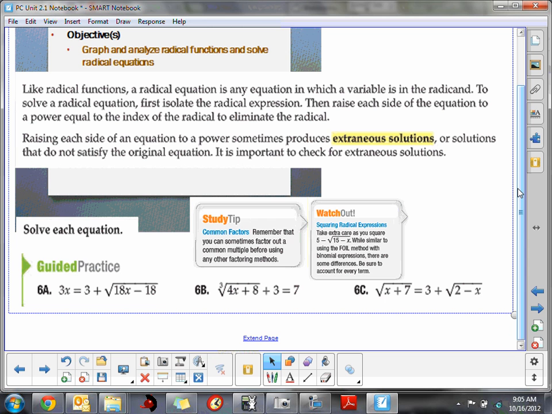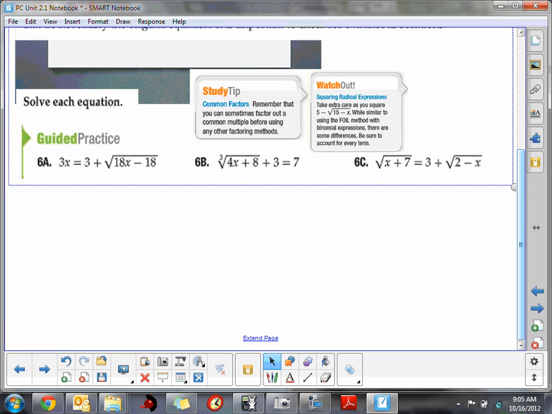Once you have that radical isolated, you want to raise it to the appropriate power. So we're going to see some square roots, some cube roots, maybe even some fourth roots, which means we're going to have to raise each side to a power of 2, 3, or 4, whatever the equation tells us to do. So starting off with some examples here, and you can read through the rest of that on your own.